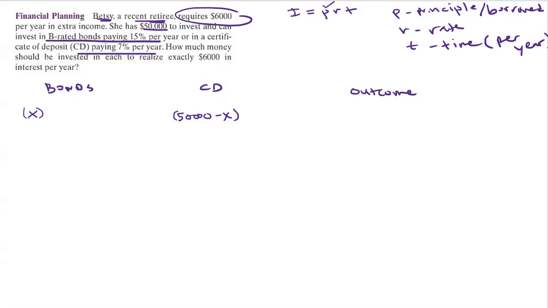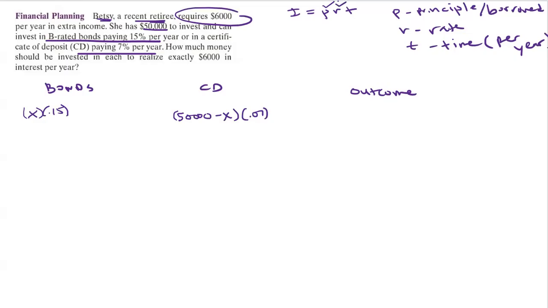So check, right? Now we need to find the rate. So for the bonds, what's the rate for the bonds? 15%, okay? So we need to change that to a decimal, right? So this is going to be 0.15. Okay, so the bond's 0.15. What about CD? How much is that one? 7%. So again, we have to change that to a decimal. So that's going to be 0.07. Okay, so that's our rate. So check, we got that one.